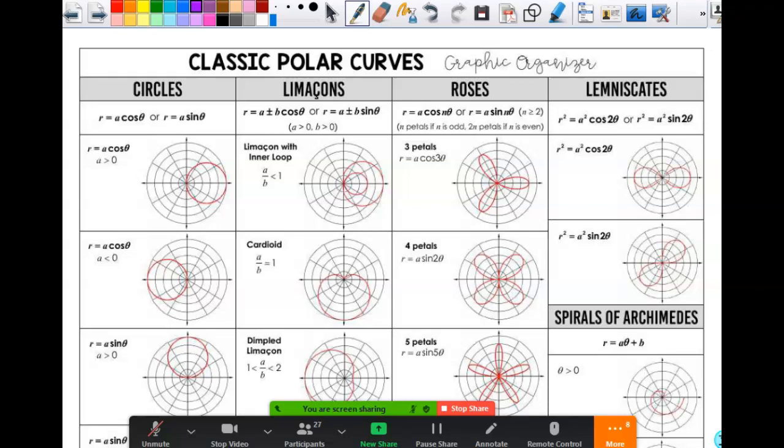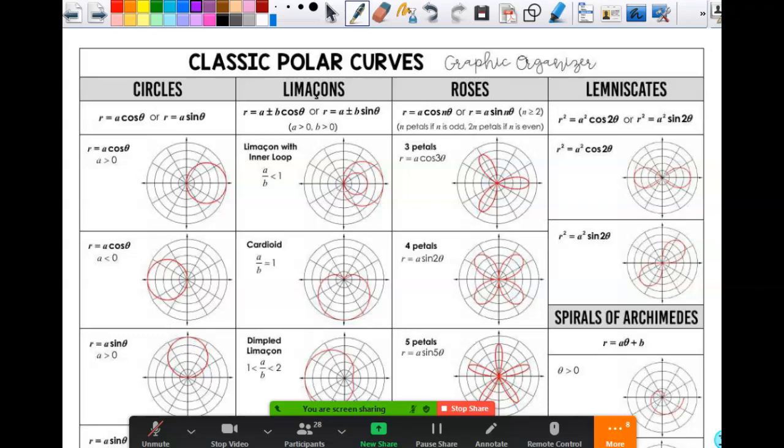All right, so yesterday we looked at some of the kind of boring graphs, the lines and the circles. We're going to look at some of the cooler classic polar curves today. And this graphic organizer, we're actually going to spend quite a bit of time on, because we're going to label a bunch of stuff on this. This is something that you're going to come back to and be able to refer to. So make sure you get all this stuff written on there well.